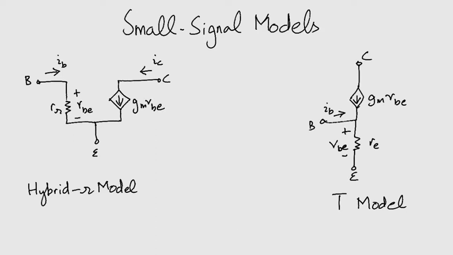configurations. The hybrid pi model can be converted to the T model, and in the link in the instructor's notes, you can go to this particular lesson in the MOSFET module and learn how the hybrid pi model can be converted to the T model. Then you can derive the same for the BJT.